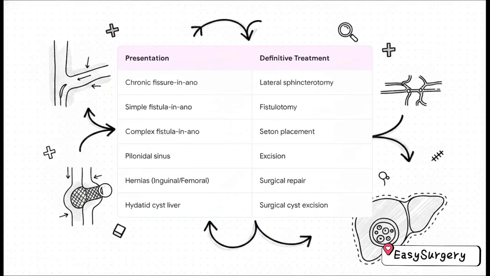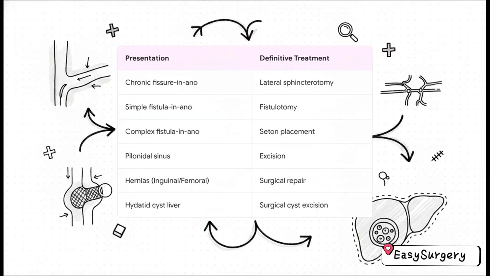Check out the clear escalation of interventions for anorectal conditions here. A chronic fissure gets a lateral internal sphincterotomy. But look at the fistulas. A simple one just needs a quick fistulotomy. If it's a complex fistula, though, you have to be careful and do a seton placement to manage it safely over time. A pilonidal sinus requires excision.